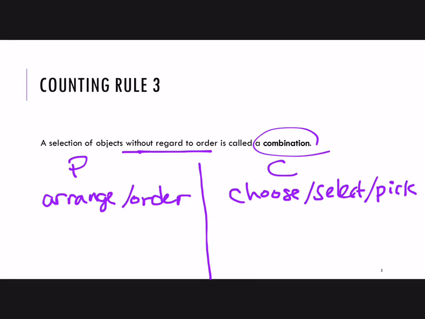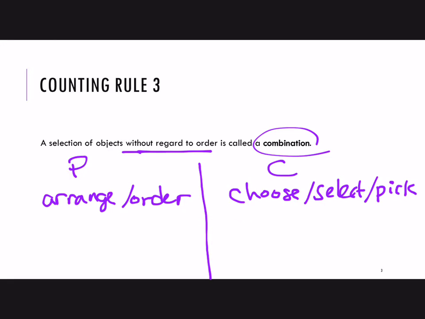Now sometimes you will see those words also in permutations problems, but there will be some sort of an implication or an actual statement that talks about the order. So they might say choose 6 people and put them in a certain order in a line. So choose doesn't necessarily always mean a combination, but it is a good clue.